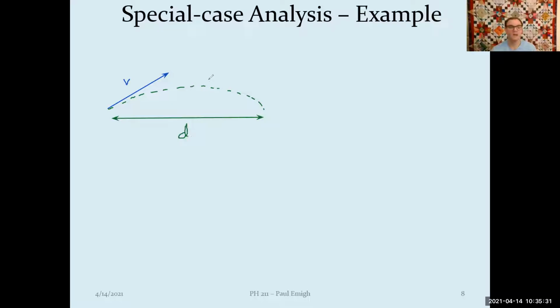Now we solved this problem a couple weeks ago. I'm not going to spend time here solving it again. I'm just going to look up what the answer is. And that answer ends up being that this distance D is given by the speed squared times the sine of 2 theta, where theta is this angle here from the horizontal, divided by little g, which is the acceleration due to gravity.